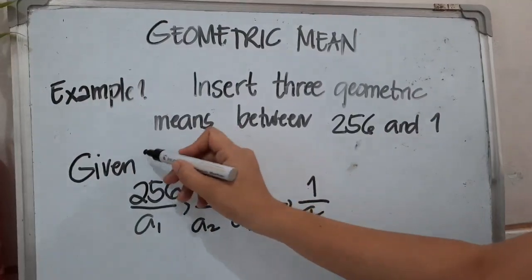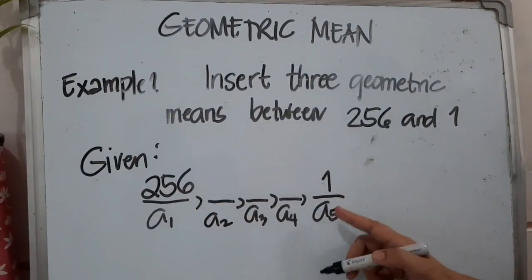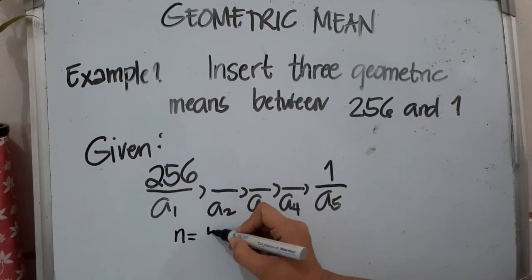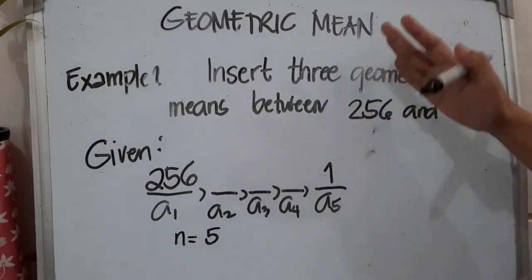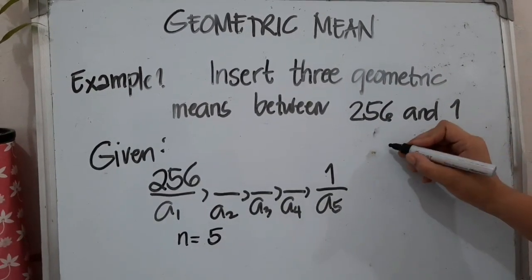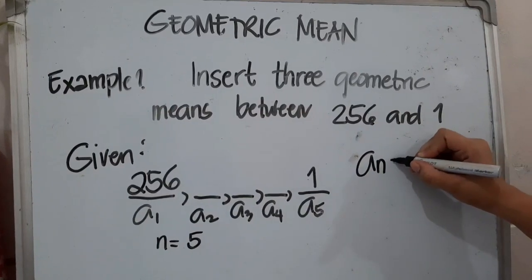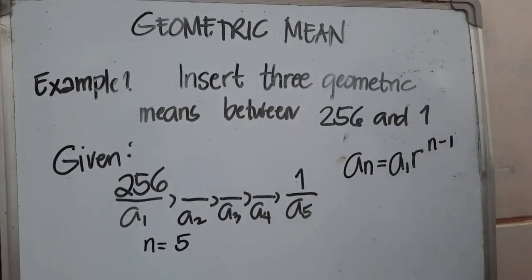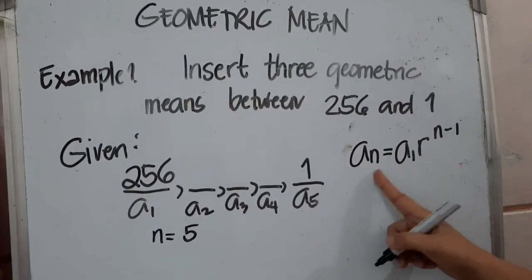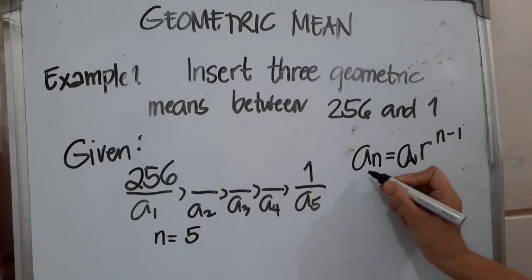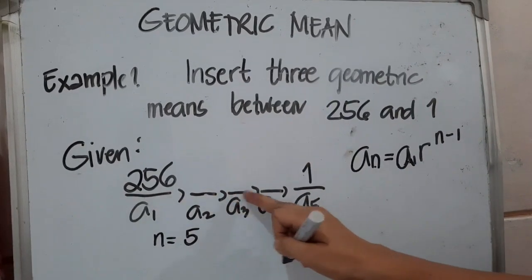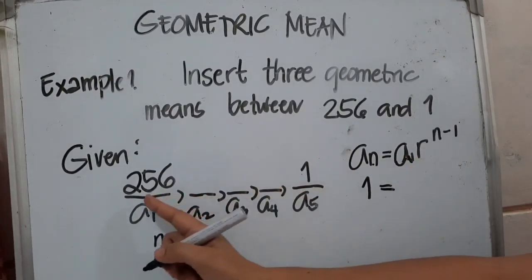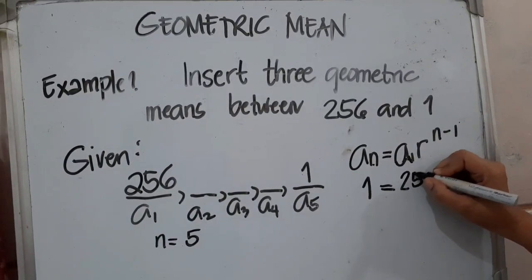So with this particular given, we have our first term, we have our last term, and we have our number of terms. How many terms do we have? We have number of terms, which is 5. Very good. So applying now our formula for geometric, the nth term, don't forget, a sub n equals a sub 1 times r raised to the power of n minus 1. We have to substitute all our given here. So a sub n refers to the last term. Our last term here is 1, equals our first term, 256.